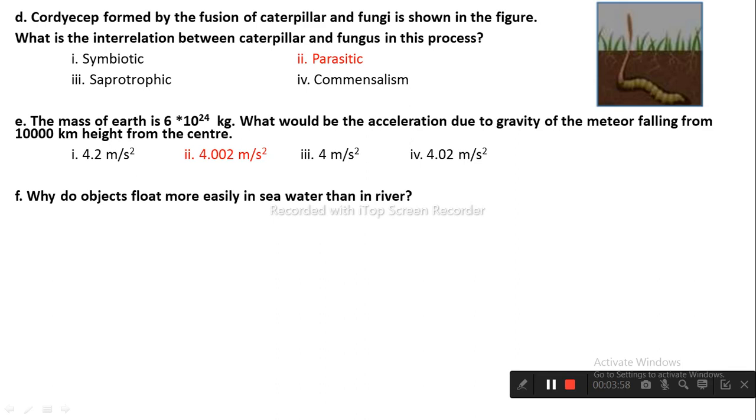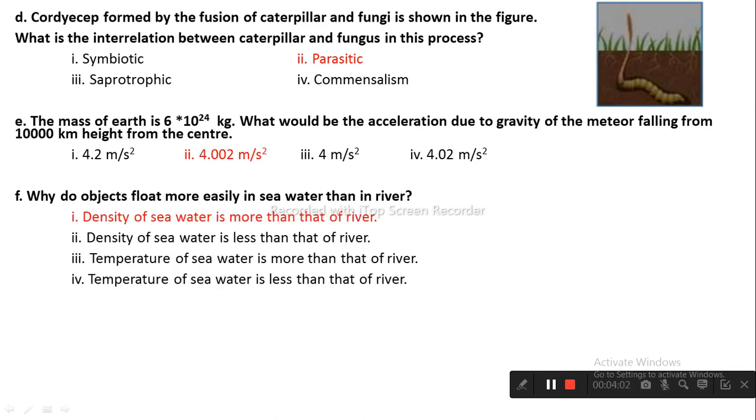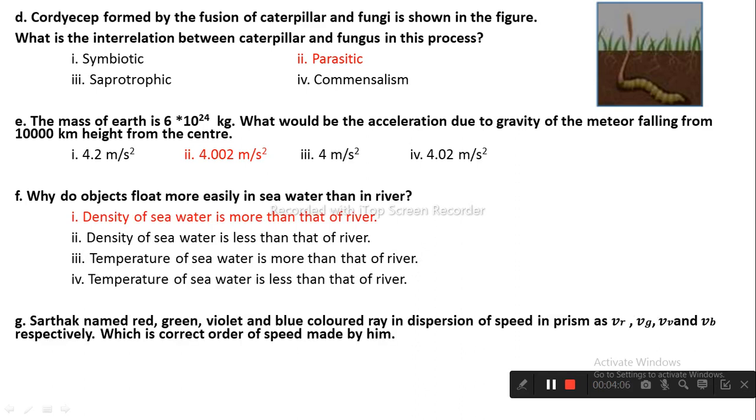Next one, why do objects float more easily in seawater than in river water? And the answer is the density of seawater is more than that of river water.